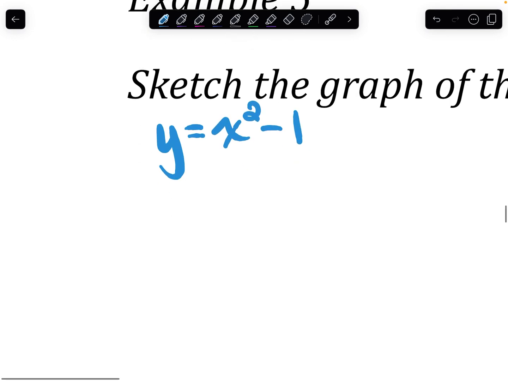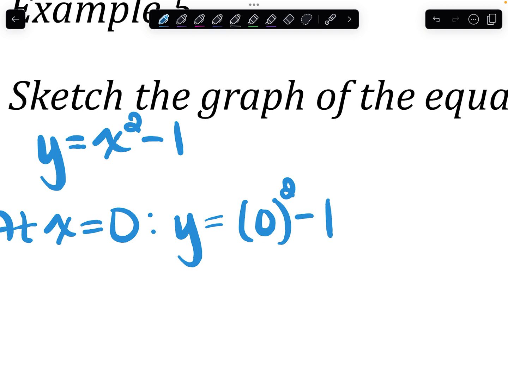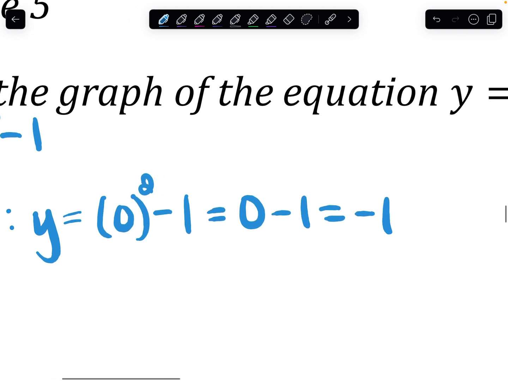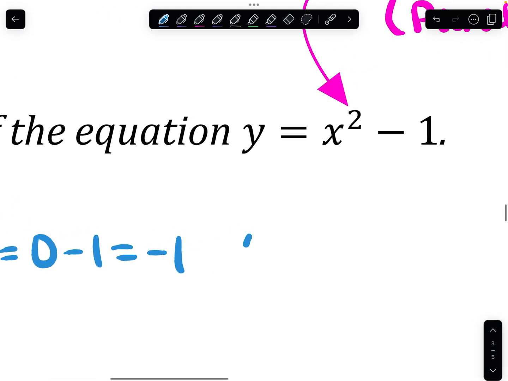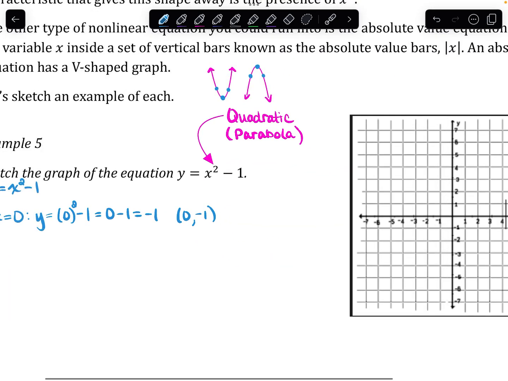Or our line, I guess. So at 0, or x equals 0, y is going to be 0 squared minus 1. 0 squared is 0. 0 minus 1 is negative 1. So when x is 0, y is negative 1. So that's going to be 0 comma negative 1, which is here.